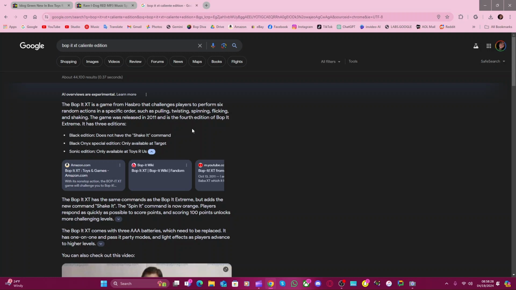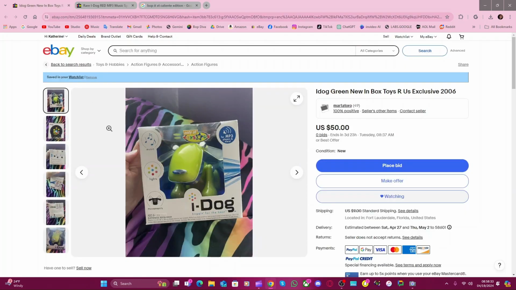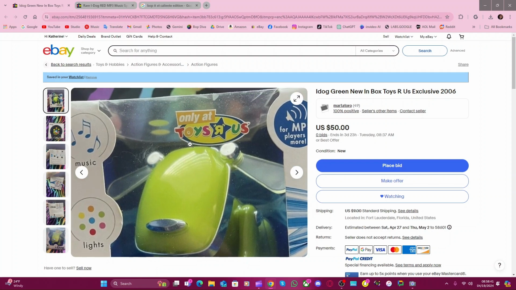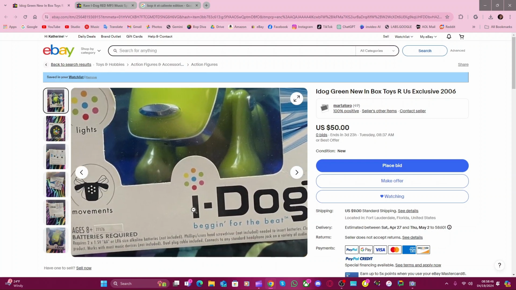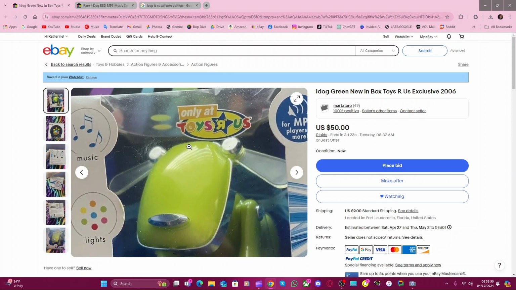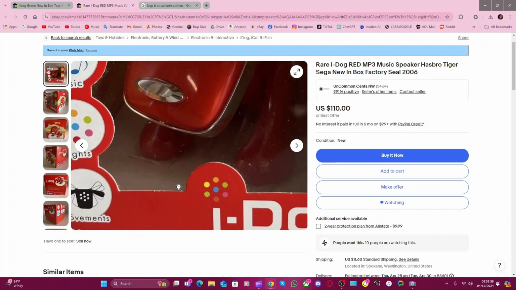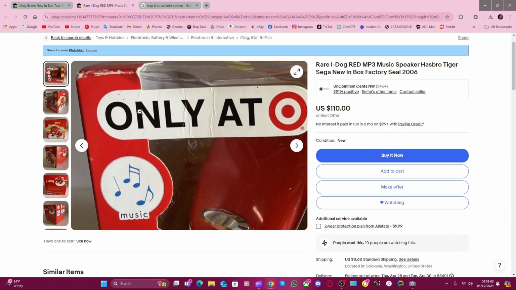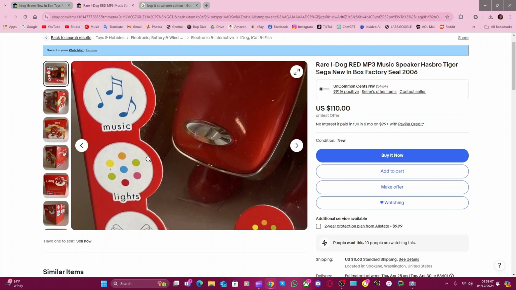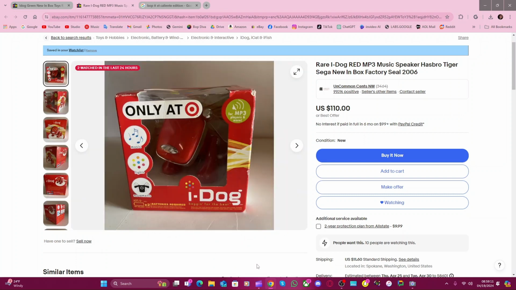Back in 2006, there was an iDog. You guys remember me talking about iDog back in 2021. They had iDogs that were green that were Toys R Us exclusive. Yeah, so this was 2006. And for Target, the same year, they had an iDog that was a solid red. So with that being said, I'm starting to wonder what other products besides the XT and the iDog were green Toys R Us and red Target exclusive. Even though, like I said, the Black Onyx XT and the Black Onyx Bop It Smash actually were Target.